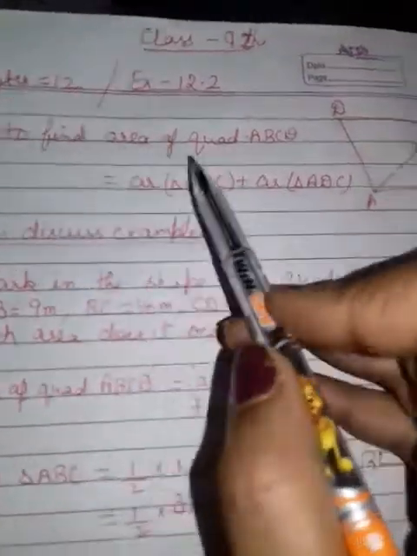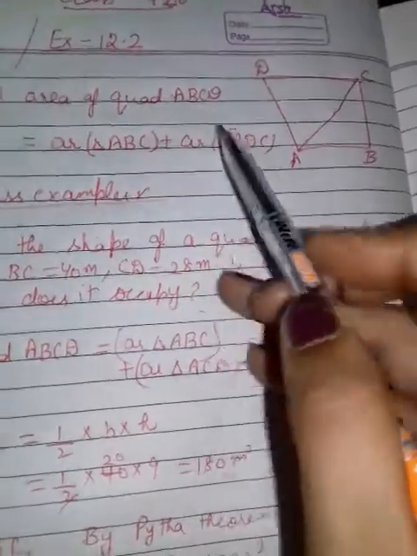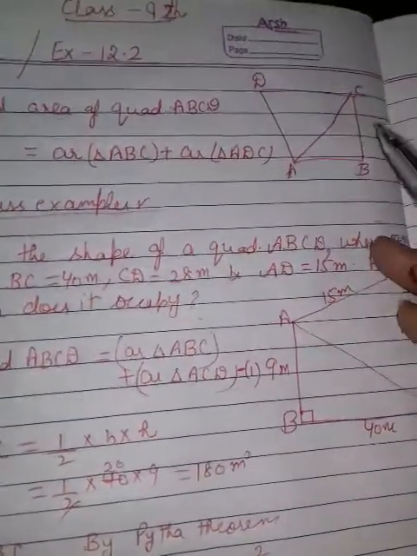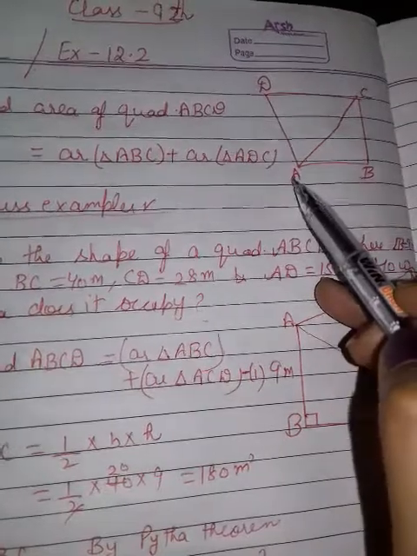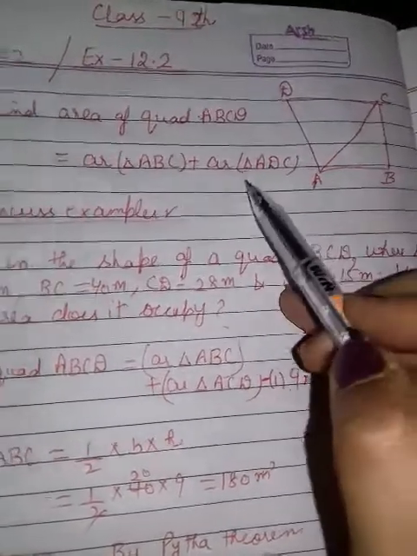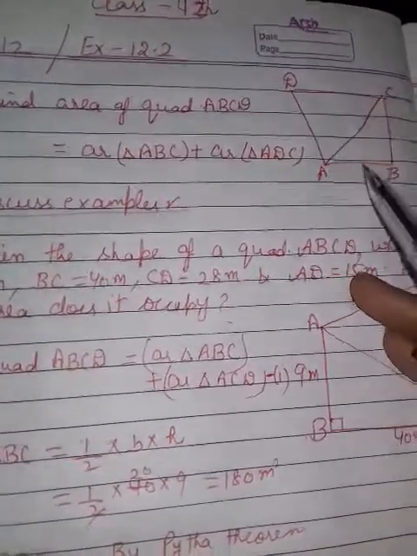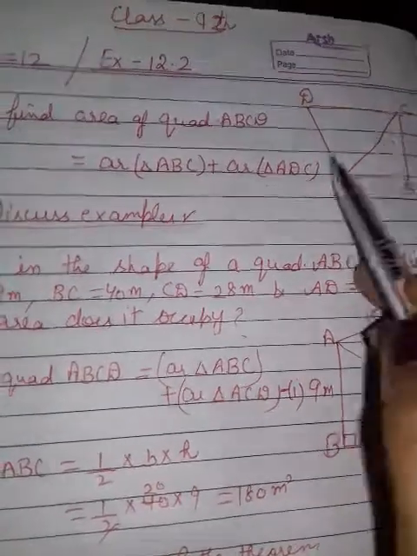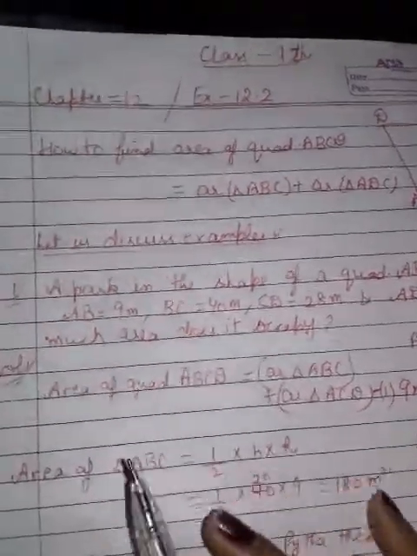So I can say that the area of quadrilateral ABCD can be evaluated by the area of triangle ABC plus the area of triangle ADC. You can find the areas of both by Heron formula, then sum up. Let us discuss one example.